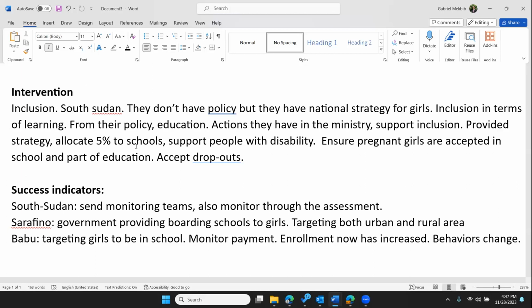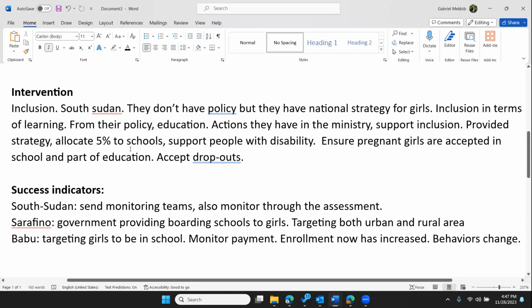Targeting both urban and rural areas, the government is providing boarding schools to girls. Of course, boarding schools are being provided to girls in urban and rural areas. My colleague Babu was also contributing in the area of targeting girls to be in school, monitoring payment; enrollment now has increased.